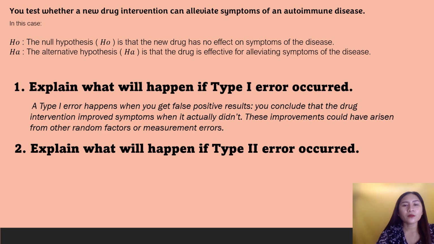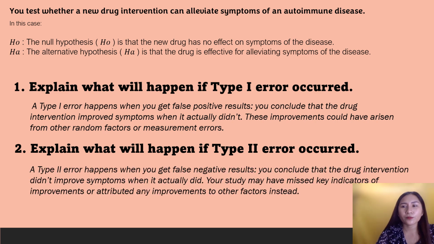Second question, explain what will happen if type 2 error occurred. Minda, you're raising your hand. A type 2 error happens when you get false negative results. You conclude that the drug intervention did not improve symptoms when it actually did. Your study may have missed key indicators of improvements or attributed any improvements to other factors instead.